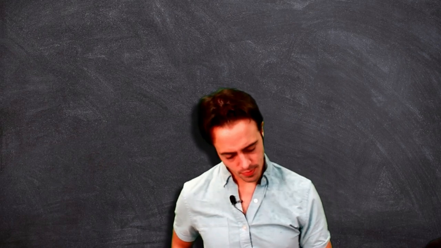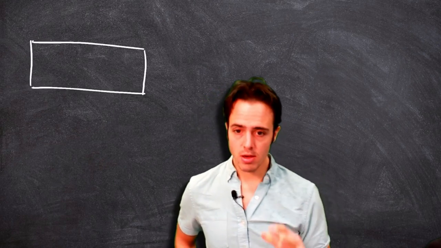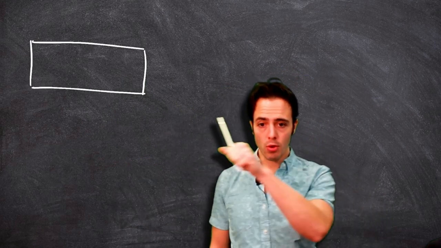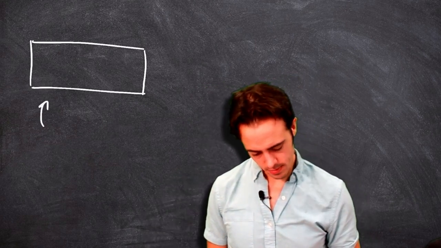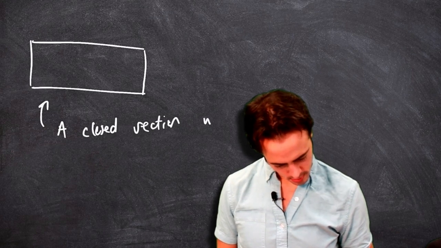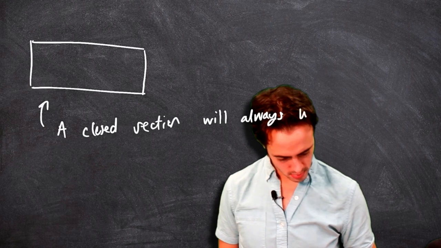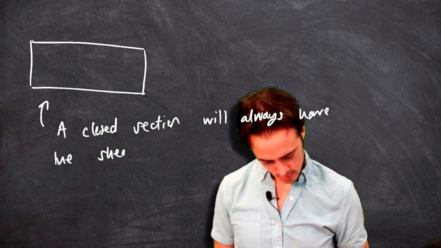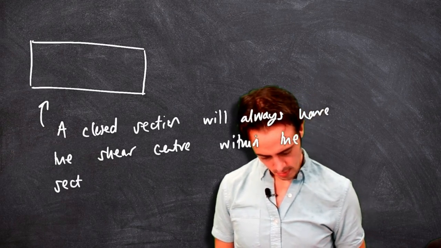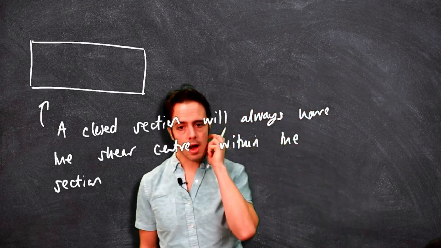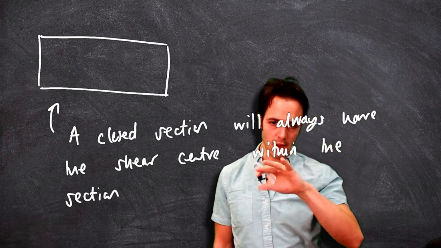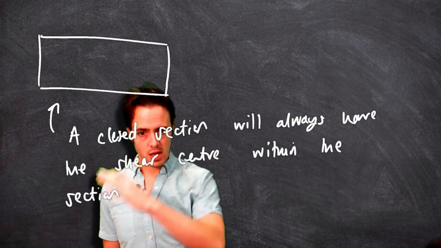If we have a completely closed section, let's say a section comprising four thin walls, I've got a rectangular section. It's not filled, it's got a void in the center. The shear center for this must be inside the section because it's a closed section. So for a closed section, the shear center will always lie within the section. Barring any complex geometry, sometimes we can have a shear center outside of it if we've got high curvature, but for the purposes we're looking at, a closed section will always have the shear center within the section.